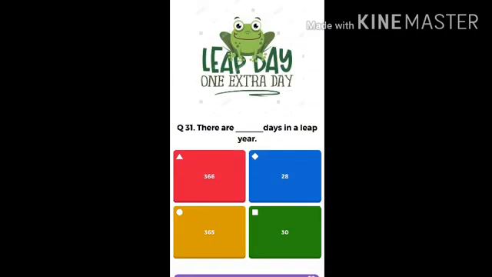There are dash days in a leap year. Leap means one extra day, and a normal year has 365 days. To find the days in a leap year, we need to add one extra day to 365 days. So a leap year has 366 days.